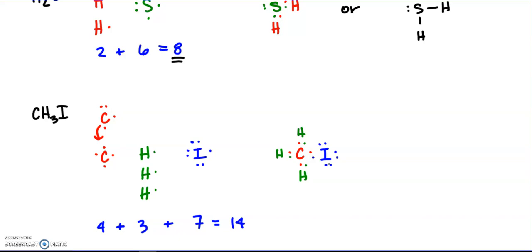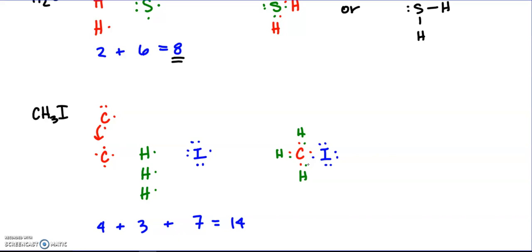So now I'm going to do my check. Does each atom have 8? So I look at carbon. I've got 1, 2, 3, 4, 5, 6, 7, 8. Carbon checks out. Iodine, 1, 2, 3, 4, 5, 6, 7, 8. That checks out. And each hydrogen should have 2, and they all do. So I'm good there.